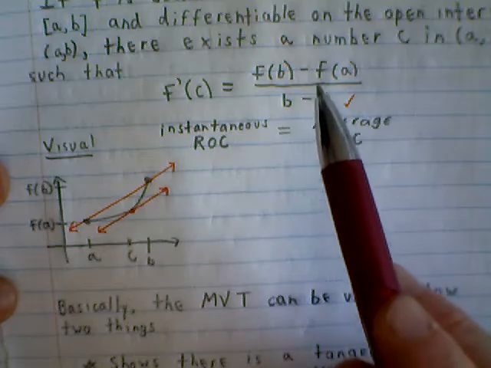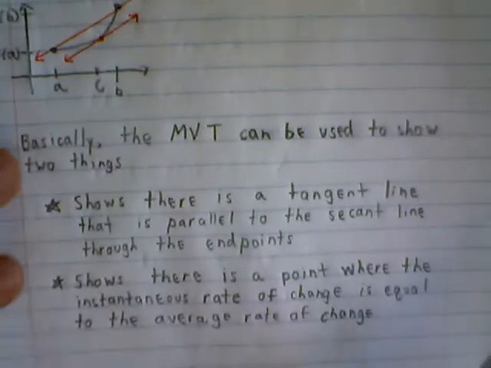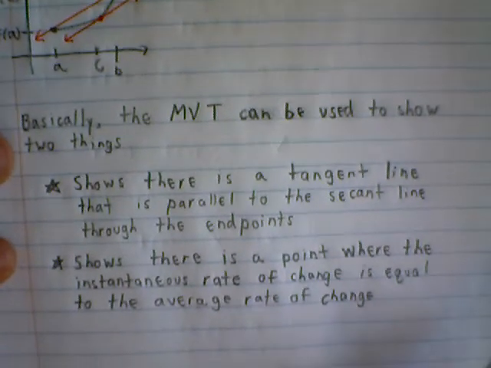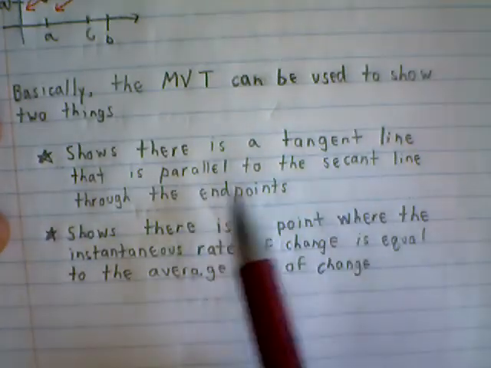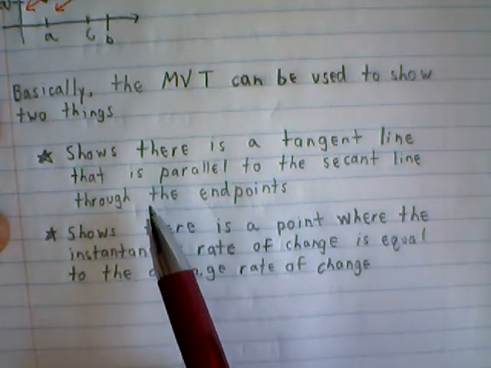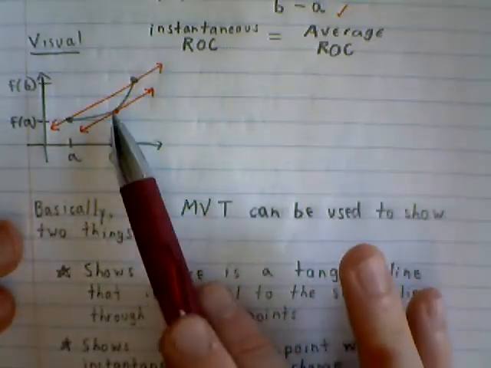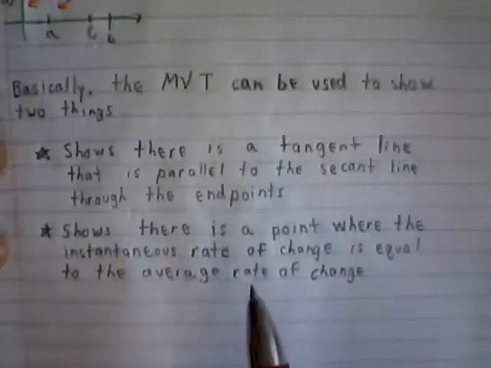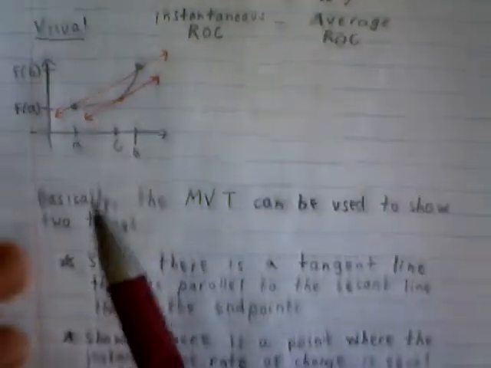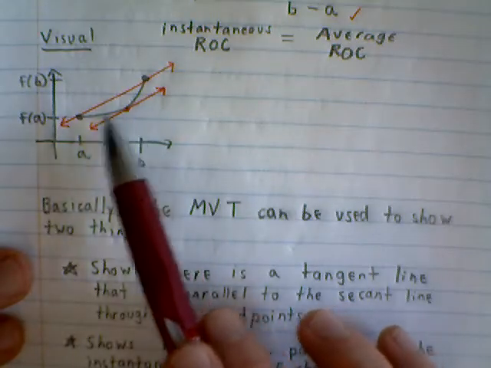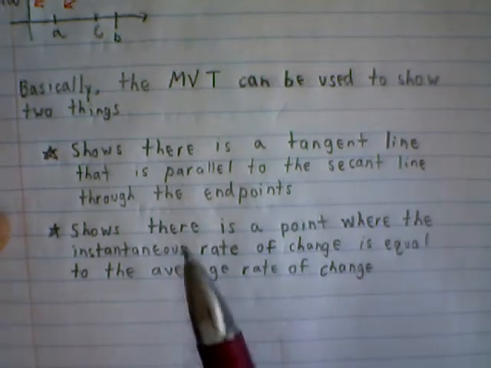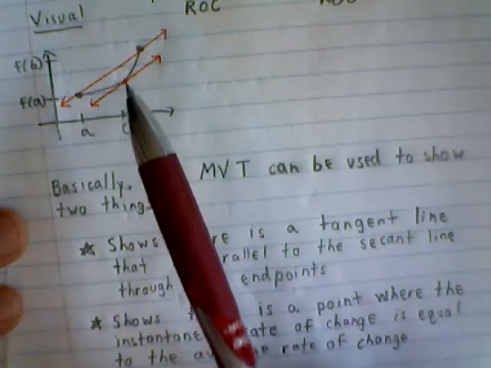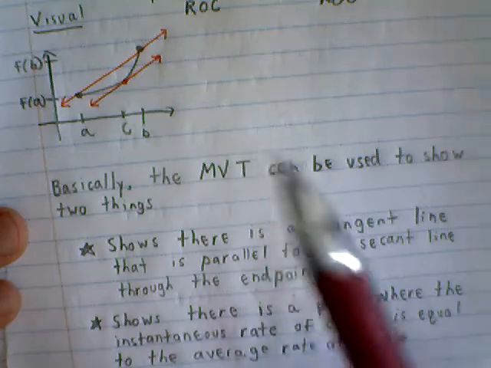There's got to be one place. So pretty much the MVT can be used to show two things. That there's a tangent line that's parallel to the secant line through the endpoints, kind of like I showed up here, a tangent line that's parallel to the secant line. And it shows there's a point where the instantaneous rate of change equals the average rate of change. All right, shows two things, and this is your visual. You can always go back to this visual.